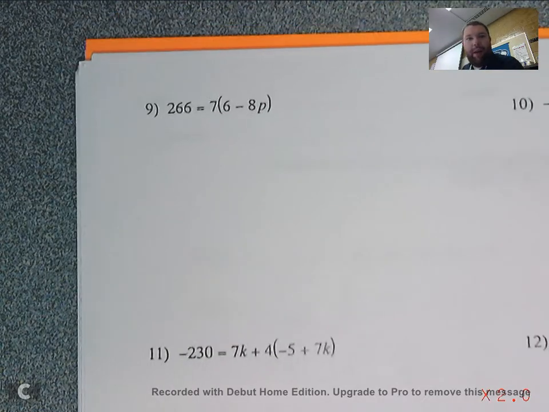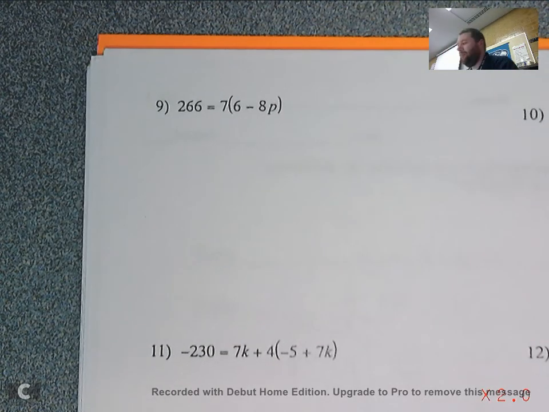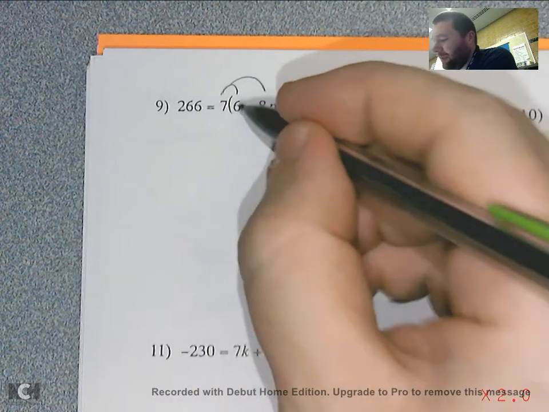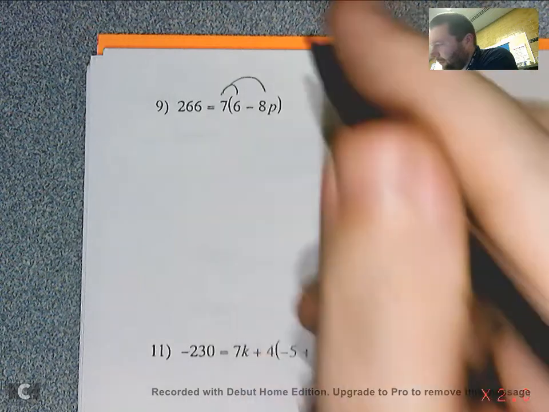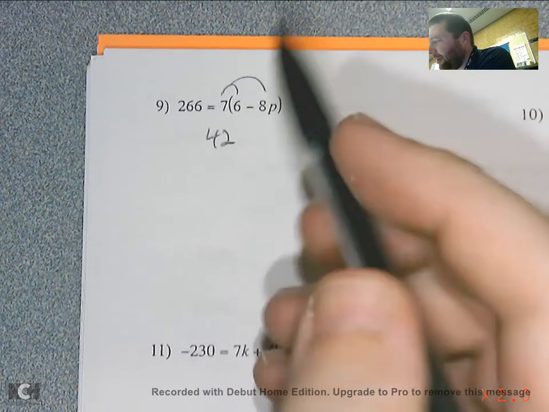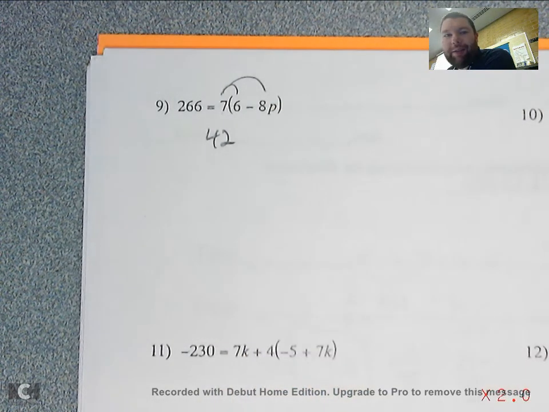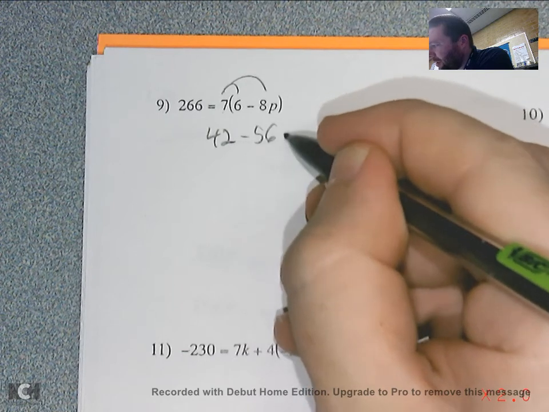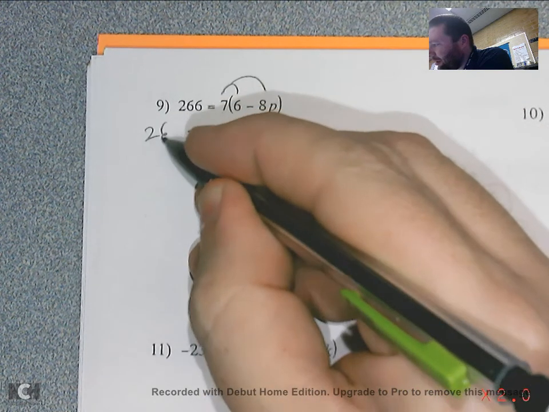Okay, let's look at 9 and 10 here. So this is on the next page in your book. So number 9, again, another distribution problem. We're going to distribute that 7 into the parentheses. Okay, so 7 times 6 is 42. And 7 times 8 would be negative 56, because it's a negative 8. So negative 56p. And that's equal to 266.